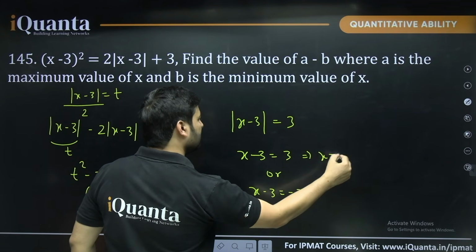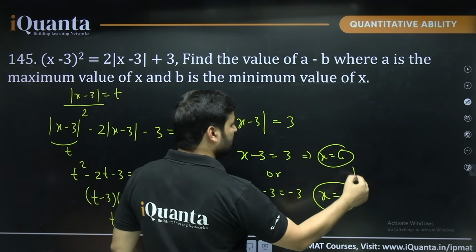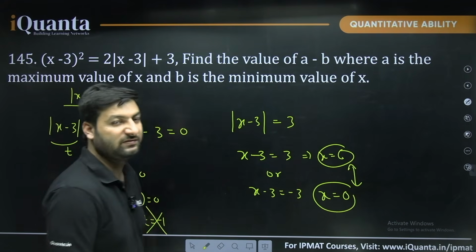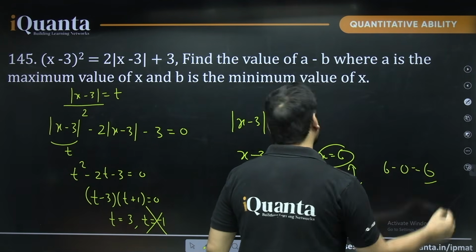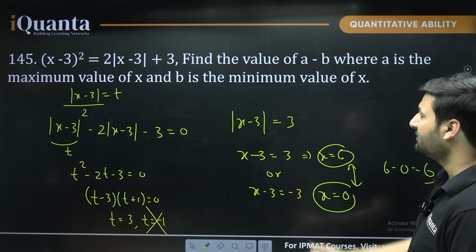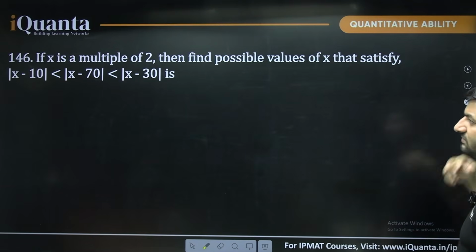So this means that x will be 6 and this means that x will be 0. What is the difference between the maximum and minimum values? I have got two values of x, maximum value is 6, minimum is 0. 6 minus 0, that is what we wanted, answer will be 6. This difference only, isn't it? Where a is the maximum value, b is the minimum value of x. I hope this question is also clear.